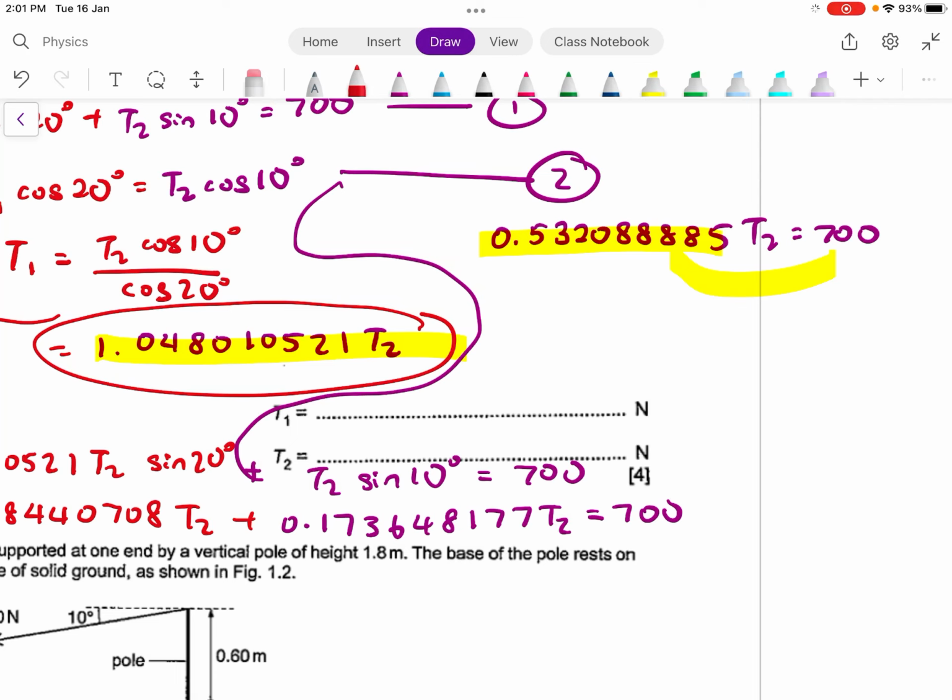Okay, so your T2 is roughly 1315.569672. I double check first. Wait, 32048. Okay, so T2 is roughly equal to 1320 Newton. So that is for T2. 1320 Newton. Okay, what about T1?